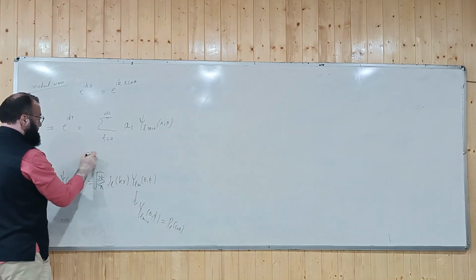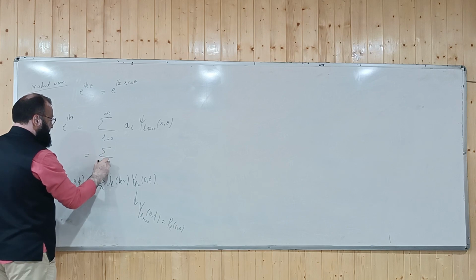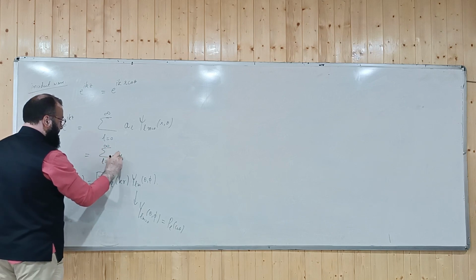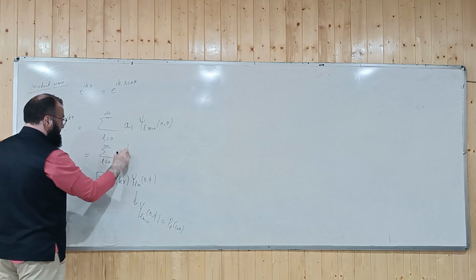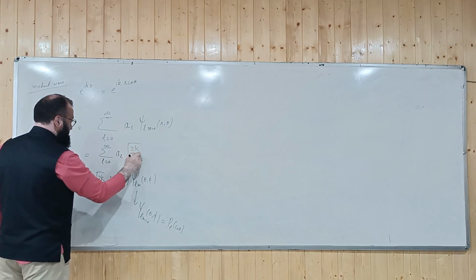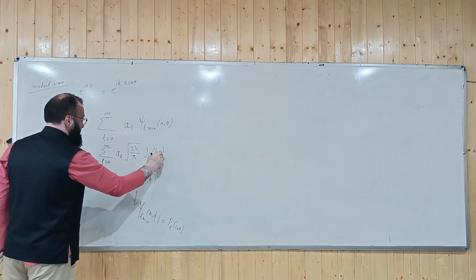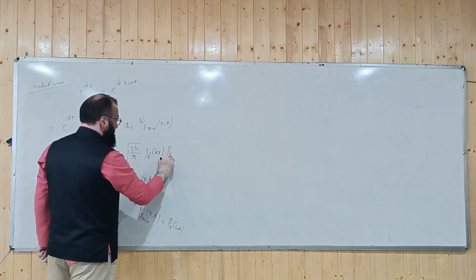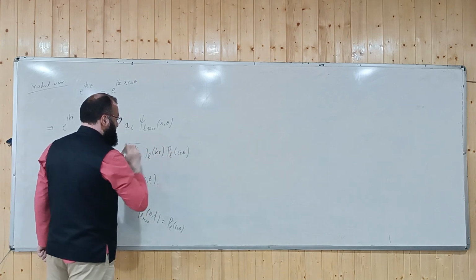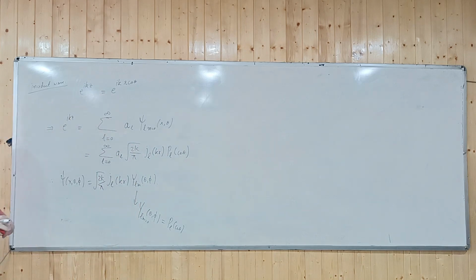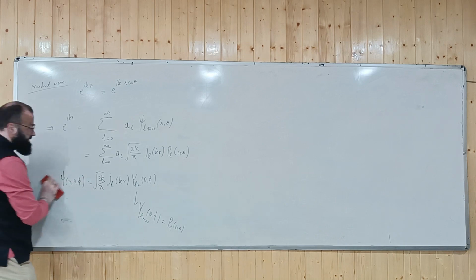Okay, so let me write it as the sum over L equals 0 to infinity of A_L, with the root of 2k by pi, J_L(kr), P_L(cos theta). So it is actually the extension of a plane wave in terms of the spherical waves. Okay, everybody got it?